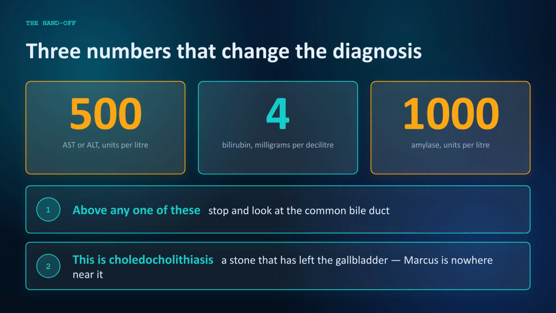Those values are too high for simple gallbladder inflammation. They point to cholangitis, a stone that has moved out of the gallbladder and into the duct. That patient may need an endoscopic procedure. Marcus is nowhere near those thresholds. This is also the handoff to the next topic in this series, cholangitis, where these numbers are the presentation rather than the exception. Keep them somewhere you can find them quickly.